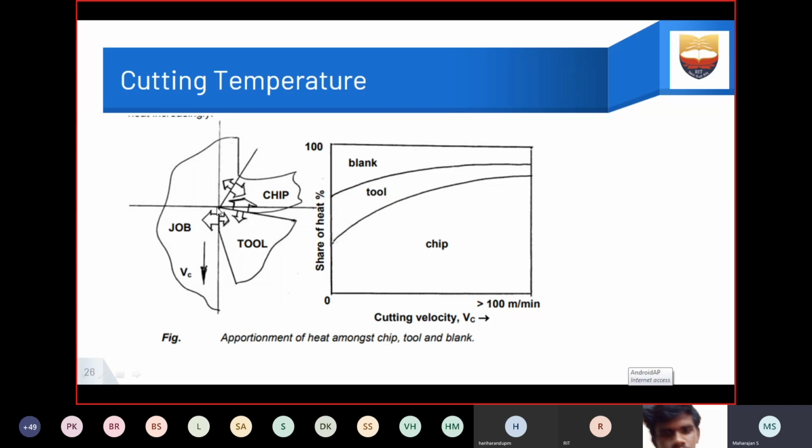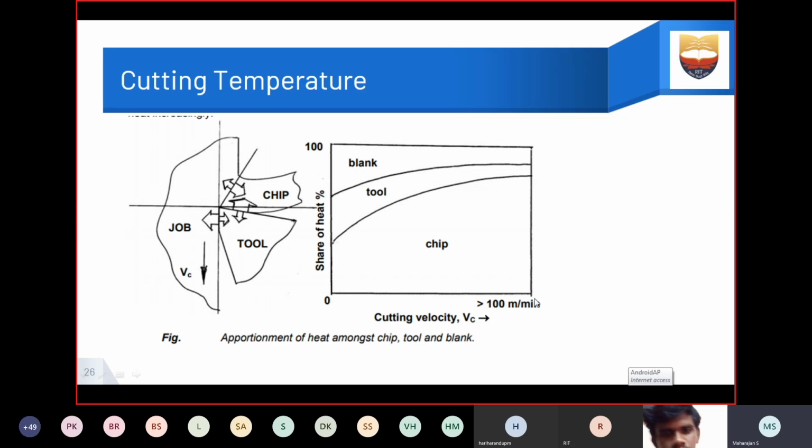We apply cutting fluid to minimize the heat. The tool should have high thermal conductivity, so that the heat getting inside will be taken away to the atmosphere. The tool should have the capability to remove the heat to the atmosphere. So we should have a high thermal conductivity tool material for removing the heat. That is very, very important. If too much heat enters the job, the temperature of the job will increase. So that is also a major problem in the cutting action.